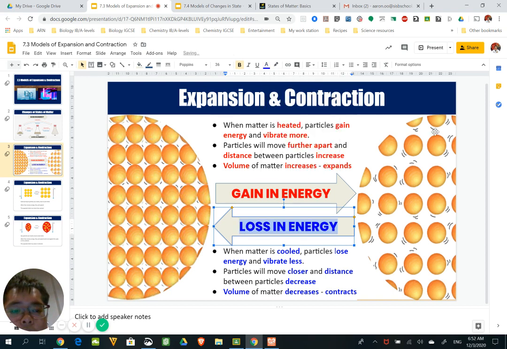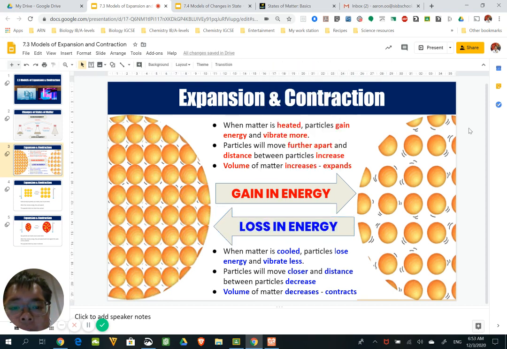All right, so we need to know the idea of expansion and contraction. Okay, so you know that a certain state of matter interchanges with another because of heat energy. That's number one. Number two, when matter has been heated up, let's just have a look at the particle arrangements here. Now you notice that all the particles are close to one another, yeah? All of them are close to one another, leaving very little space in between.